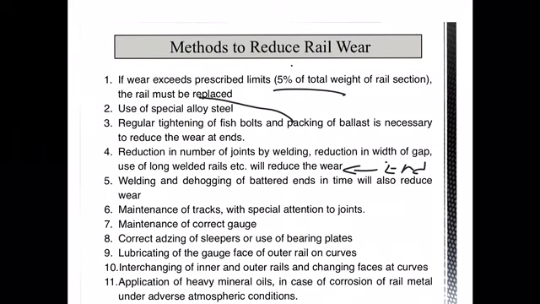So with these methods we can reduce the rail wear to some extent, but you cannot completely eliminate the rail wear. Each and every rail section which is subjected to a moving load will obviously experience wear. Okay, so we cannot completely avoid the rail wear, but with the help of these methods we can reduce the chances of replacement of the rail section, and we can ensure that whatever wear occurs will be within the prescribed limits.